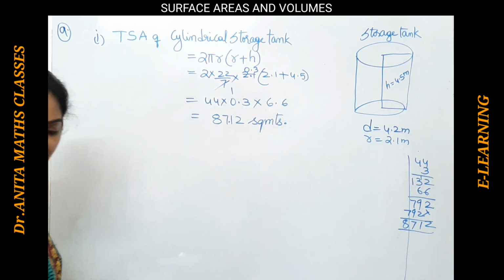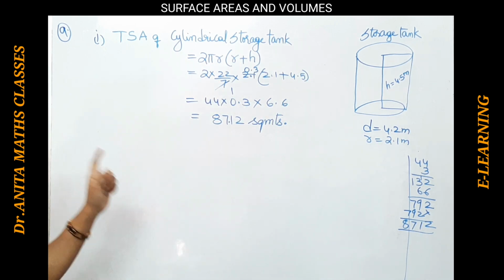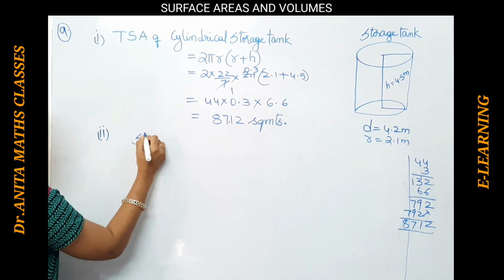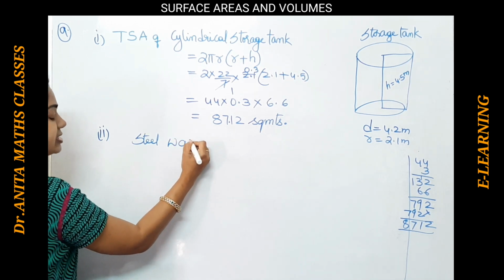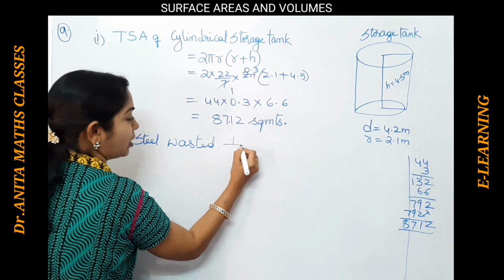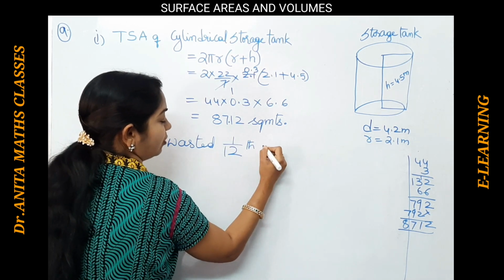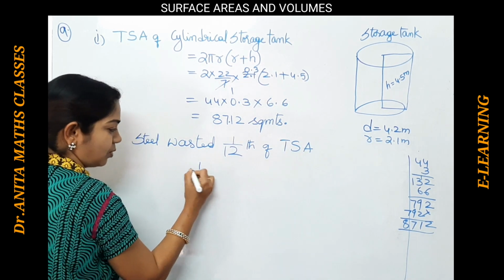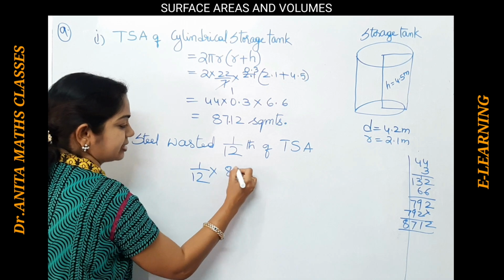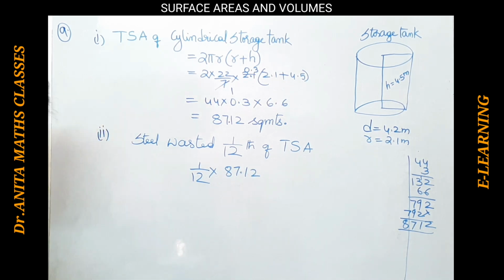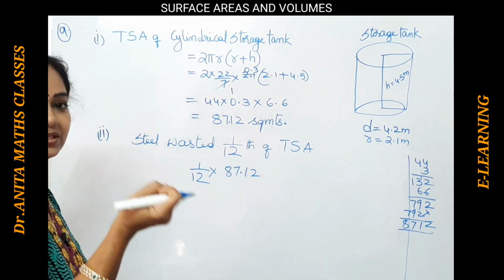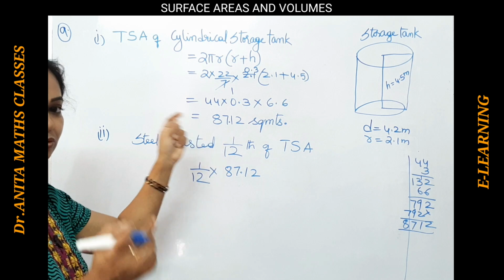This is the total surface area. Now the second part asked is how much steel was actually used if 1/12 of the steel is cut. So first we have to find the steel cut, the steel wasted. The steel wasted is 1/12 of this total TSA. So that means 1/12 into 87.12. Let us cancel it here. So first we will calculate the 1/12 part which is wasted, then we will add it to the actual one. So that is the total we want.